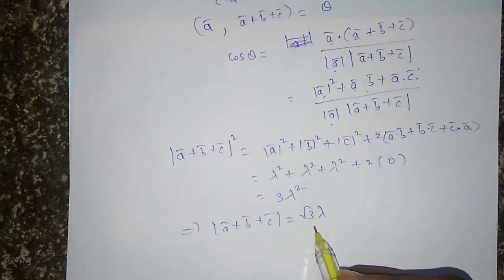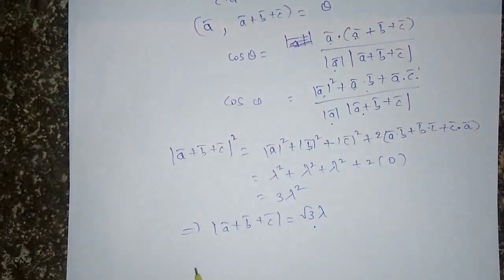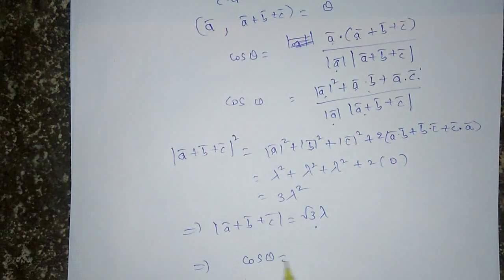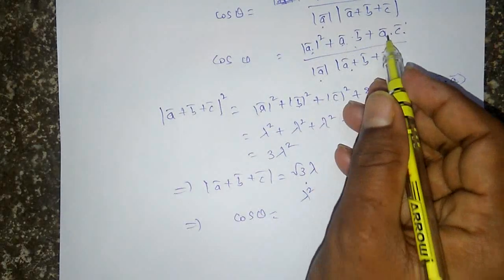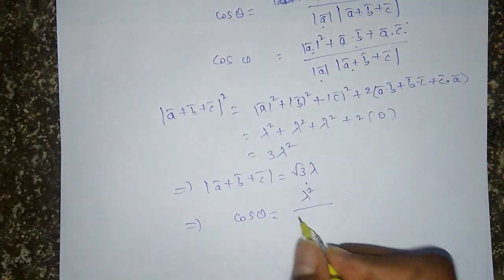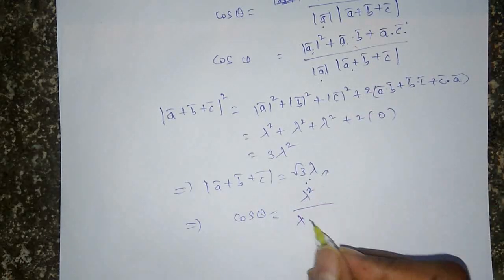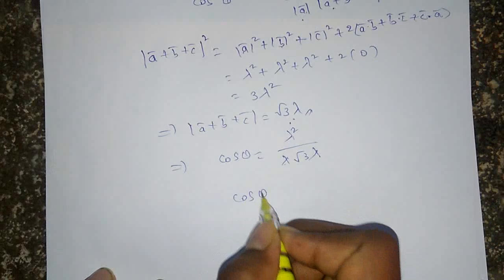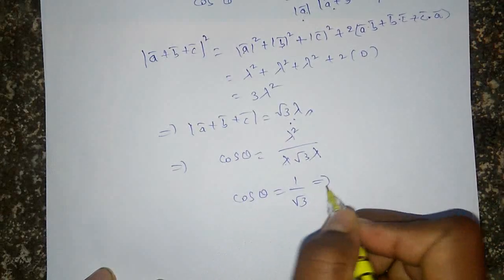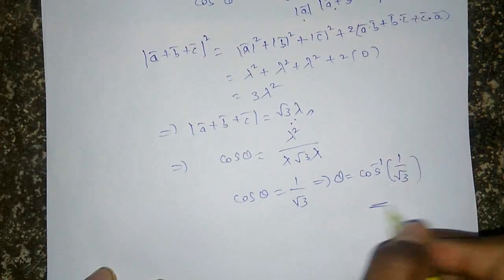So now you can substitute this here. Cos theta is equal to what? The numerator is lambda squared, plus 0, plus 0, divided by |a| which is lambda, and |a + b + c| which is root 3 lambda. Lambda squared by lambda squared gets cancelled, implies cos theta is equal to 1 by root 3, implies theta is equal to what? Cos inverse 1 by root 3.